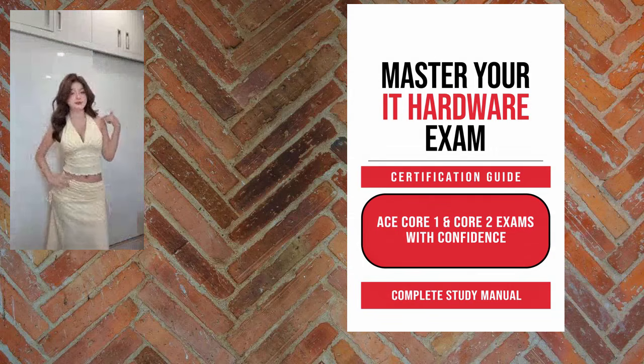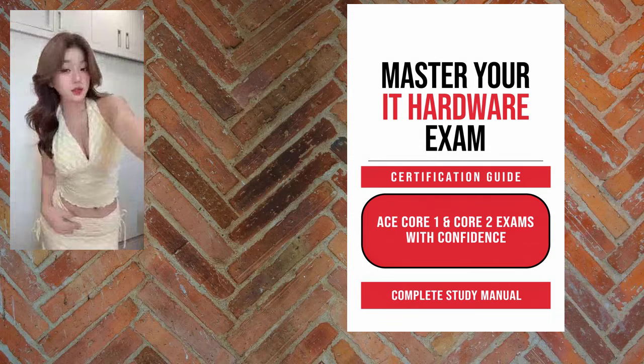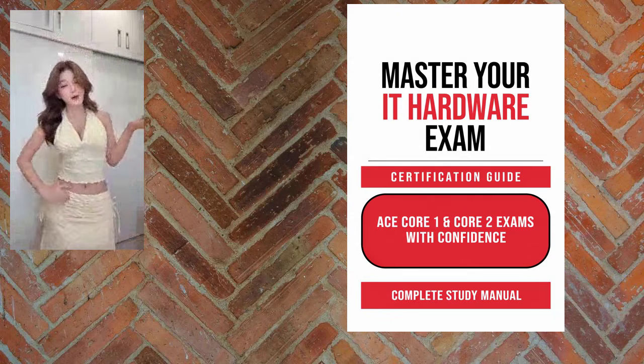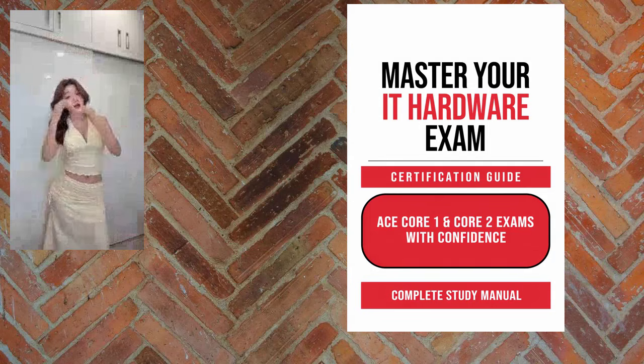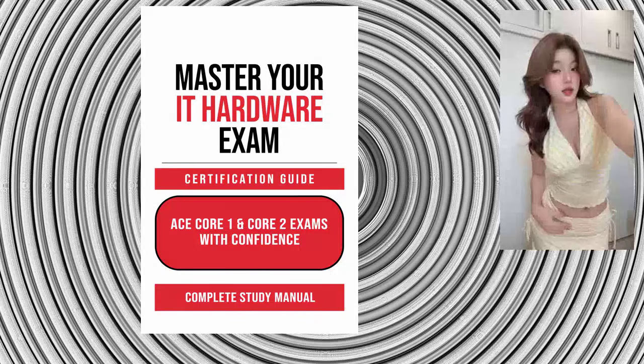Choosing the right storage for your needs. Budget systems combine a small SSD for the operating system and an HDD for mass storage. Performance systems use NVMe drives for the fastest boot and load times.